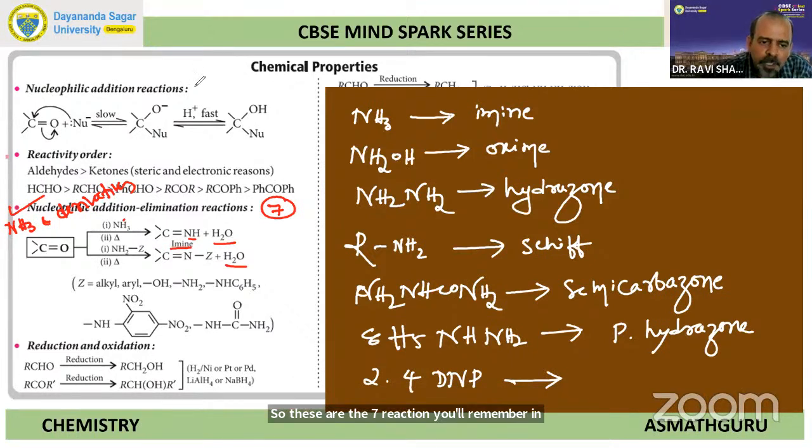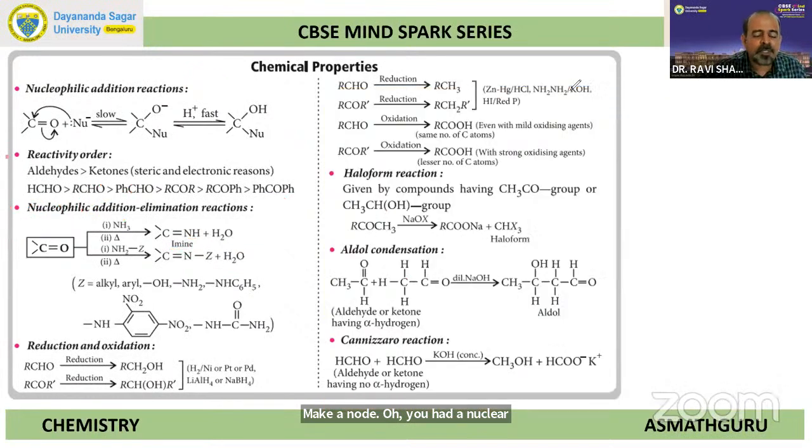Make a note. Here in nucleophilic addition reaction, 4 you have to remember. Here 7 you have to remember. Like that, you need to know what are the things in this particular chapter. Then reduction and oxidation, very important. When aldehyde is reduced, you get primary alcohol. When ketone is reduced, you get secondary alcohol. You can use different kinds of reducing agents. And there are some name reactions out there. What are the name reactions? Very important.